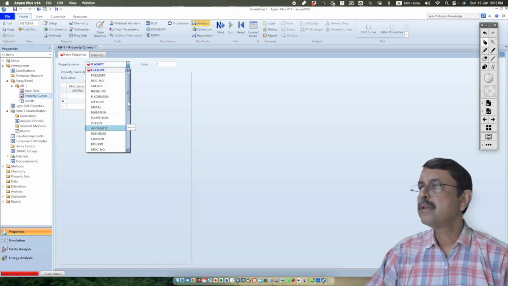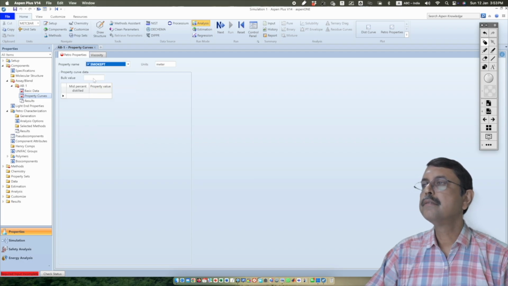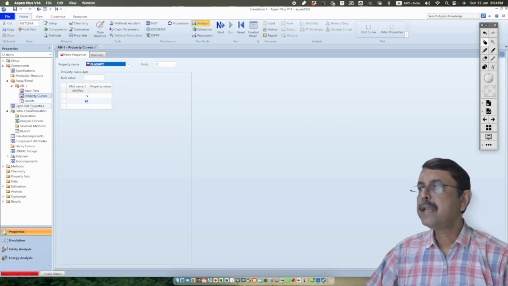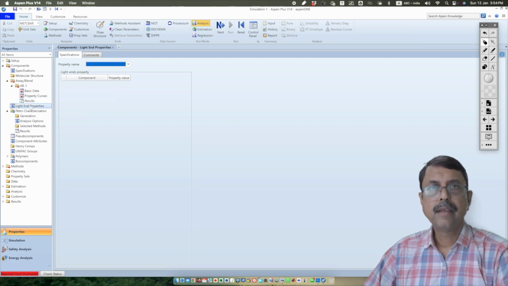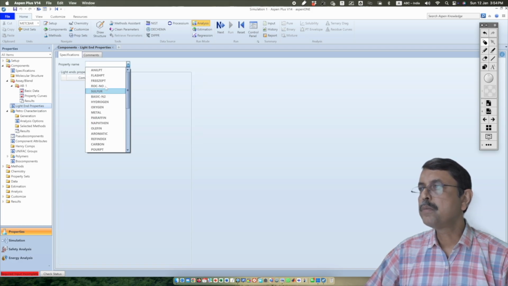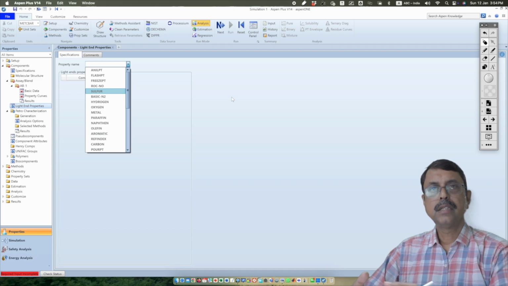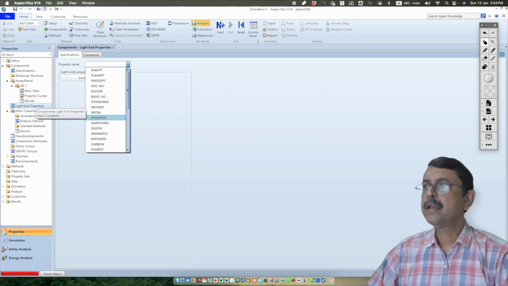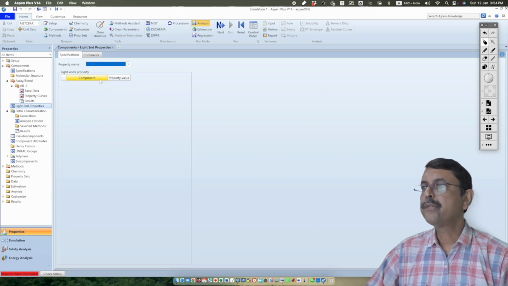Similarly, if you choose, say, smoke point, that also you can provide: what is the smoke point at 5% distilled, what is the smoke point at 20% distilled? So that information you have to provide. Okay. And then the lightened properties. I mean, you provide those information of flash point or smoke point or freezing point not only for the petroleum mixture but also for the lightened components. So lightened properties also may be given over here.